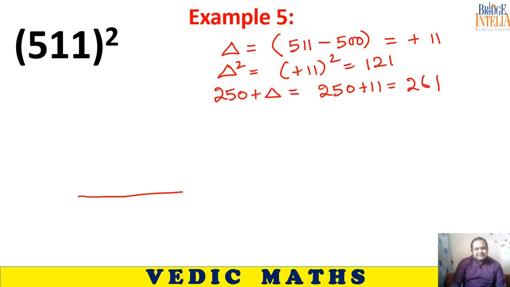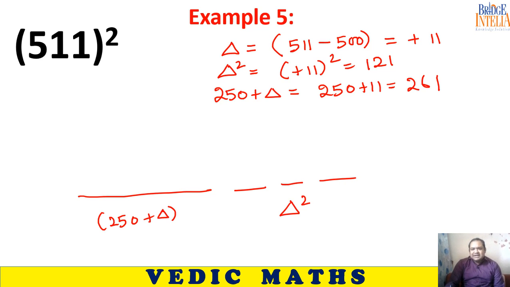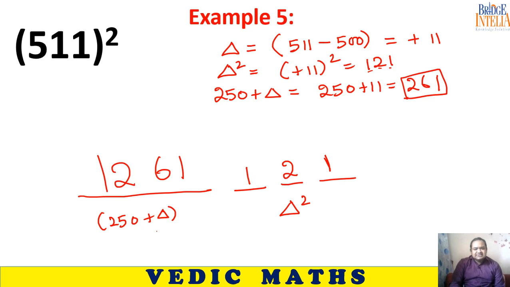So final answer, part 1 we write 250 plus delta. In part 2 there are 3 blank spaces which are used to write the value of delta square. So delta square is equal to 121, 3 digits, so we have filled 121. Fill the first blank, 250 plus delta is 261. So this is the final answer, 261121.